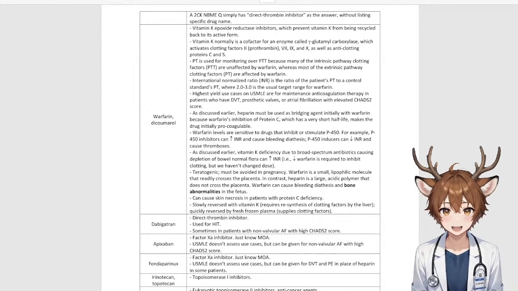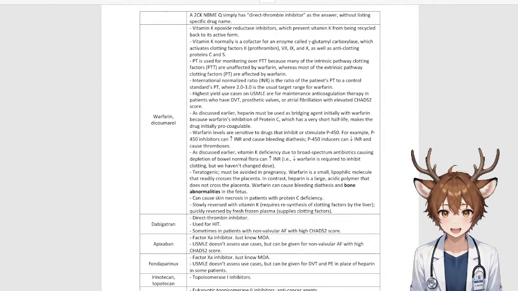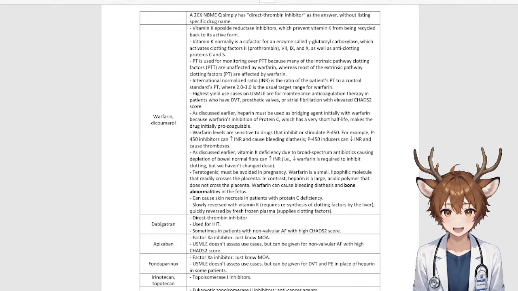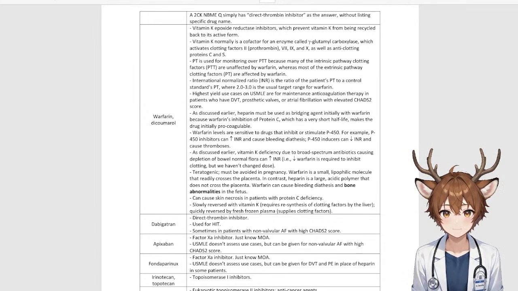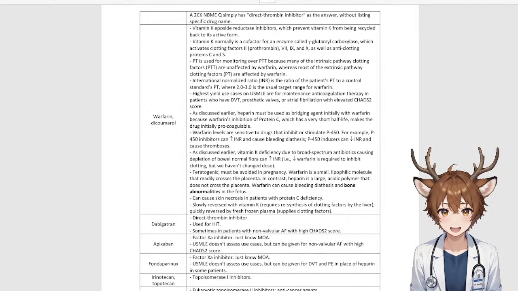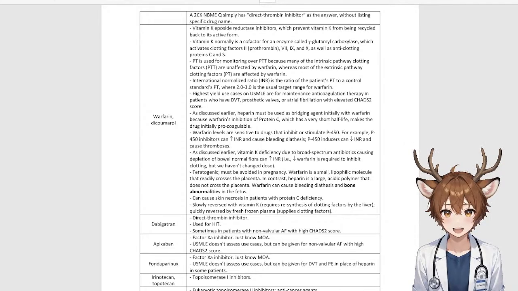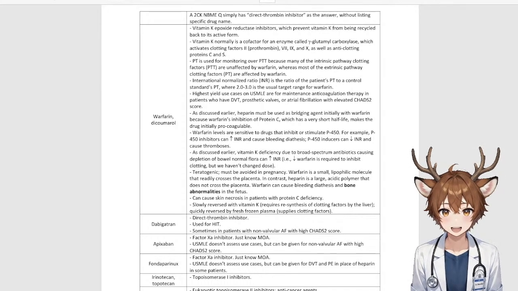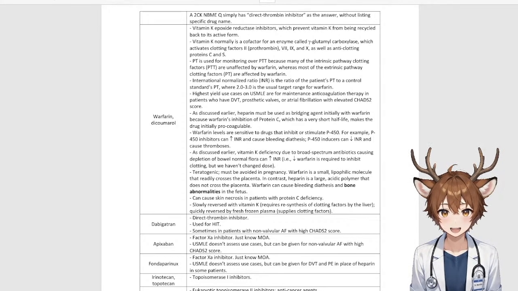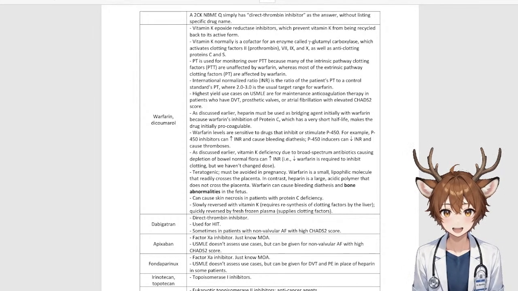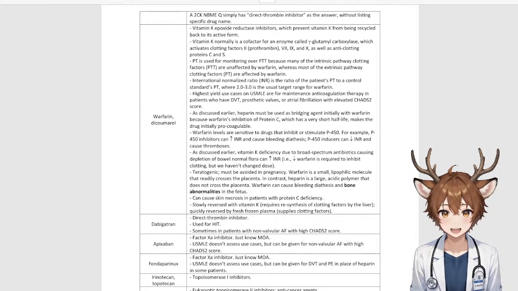International Normalized Ratio, INR, is the ratio of the patient's PT to a control standard PT, where 2.0 to 3.0 is the usual target range for warfarin. Highest yield use cases on USMLE are for maintenance anticoagulation therapy in patients who have a DVT, prosthetic valves, or AFib with elevated CHADS2 score. As discussed earlier, heparin must be used as a bridging agent initially with warfarin because warfarin's inhibition of protein C, which has a very short half-life, makes the drug initially procoagulable.